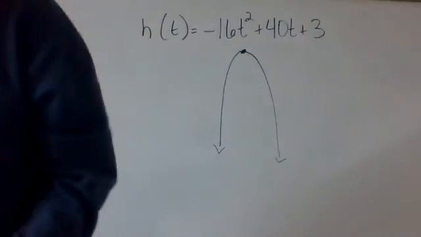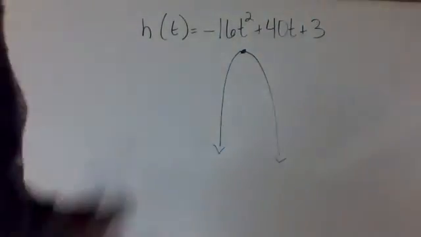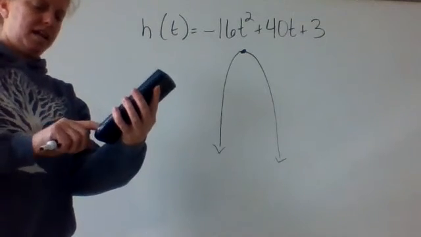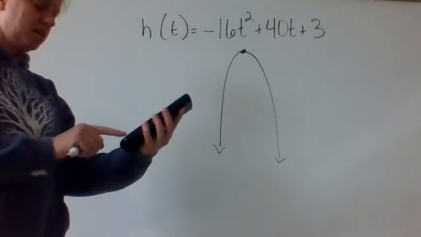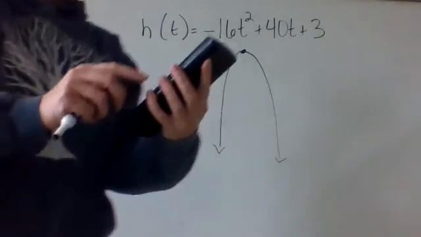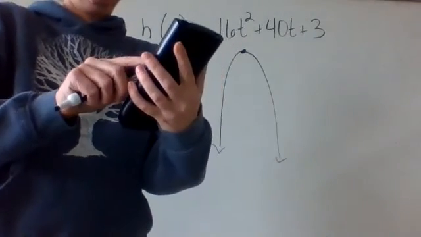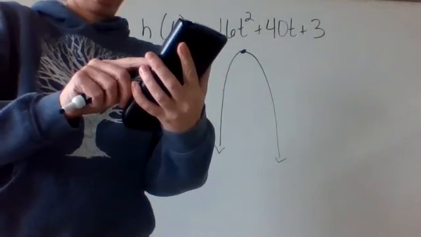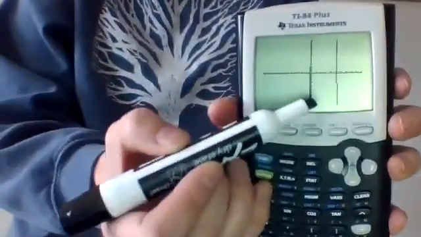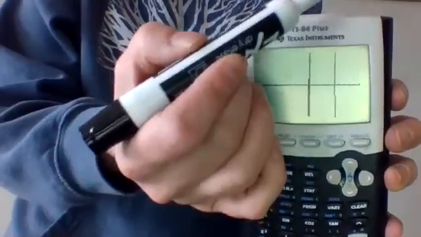Oh, what did I forget? What made it go upside down that I didn't put in there? That negative. Negative 16x squared plus 40x plus 3. Okay, so now you'll see it started here, went way up here, and at some point up here, it started coming down. So let's find the vertex.